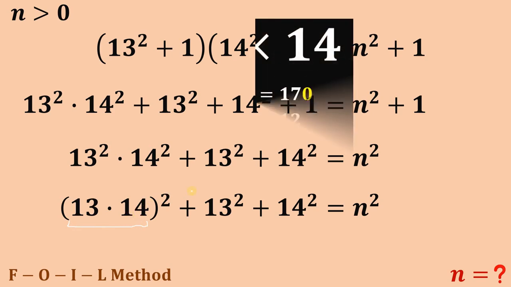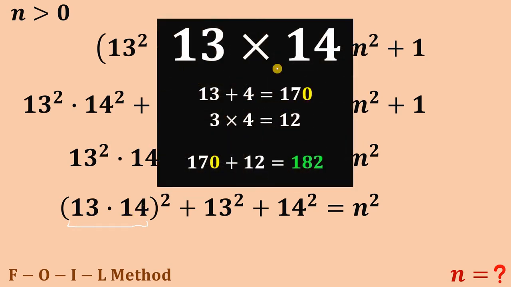So here's the shortcut. To find the product of 13 and 14, let's add 13 and 4, or we can do the reverse, 14 plus 3, and we get the same thing, 17. Then add 0 to it, so keep in mind we have 170. Then let's multiply their units digits. We have 3 times 4, which is 12. The last step is to add 170 and 12, and there you have it, 182. So 13 times 14 is 182, so we can replace this with 182.